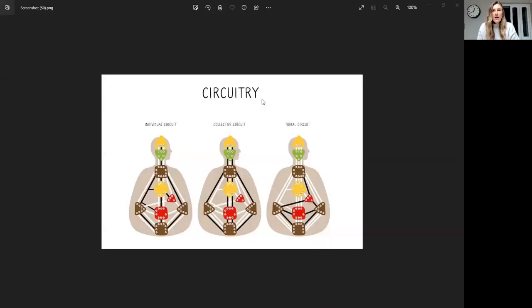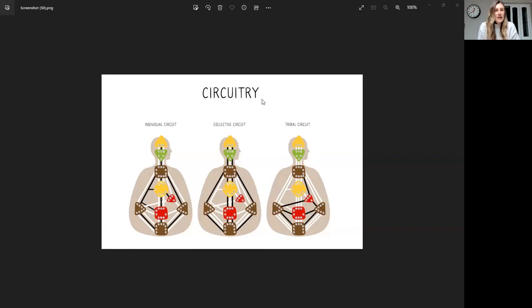So here's circuitry. It's pretty simple when you know what to look for. So I'm going to share with you a picture, and we're going to talk about the circuitry, and I'll show you how it looks in your chart, okay? So make sure you have your chart ready. So here is human design circuitry. There's 3 circuits. Now within these circuits, there's more circuits, but we're not going to go that deep today. So we have 3 circuits.